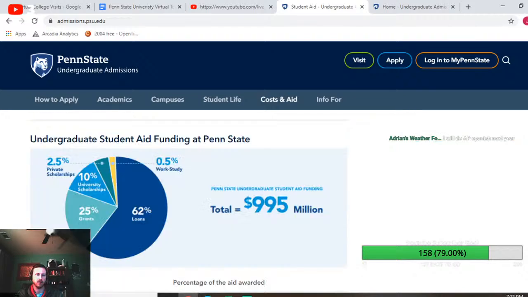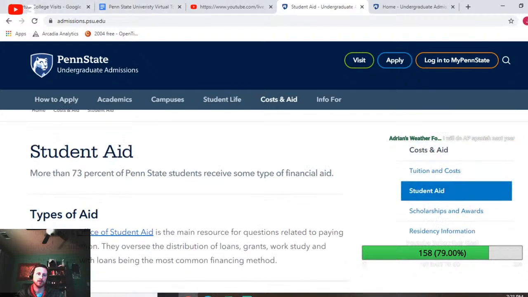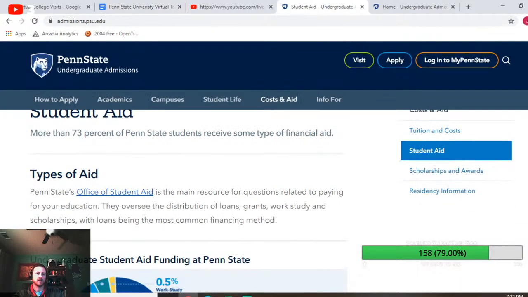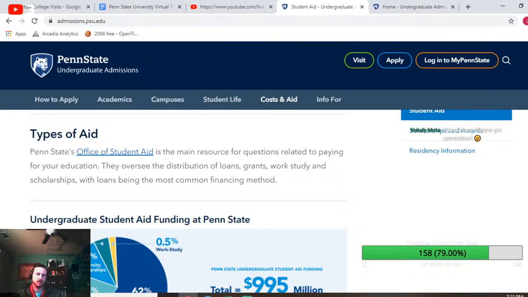So, wow, they give away a lot of tuition. So let's see, 73% receive tuition assistance. So let's see what stuff they have. Main source for questions related to paying for your education.